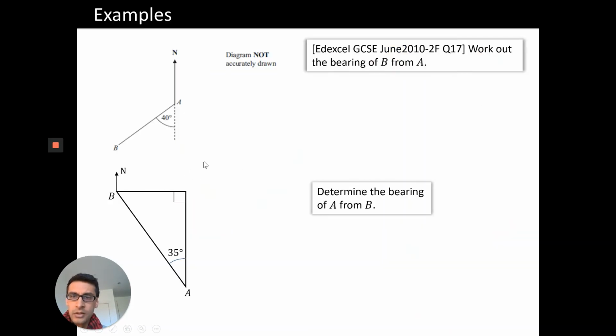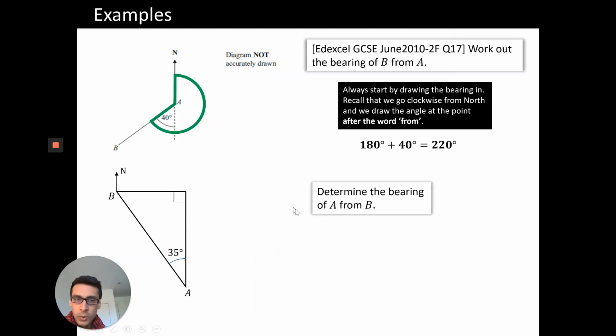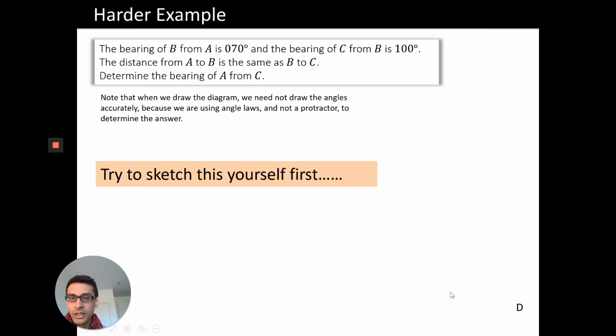Okay, next 2 examples, try both. I mean, this should take you about 20 seconds each question. Okay, so you should now have 180 plus 40, that's straightforward. And then question 2, you know that this is a triangle, so they have to add up to 360. They work out the missing angle and add 90. You get 145.